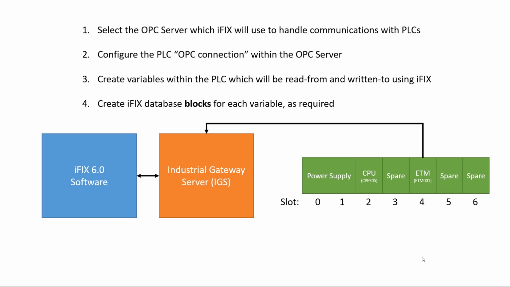There's a couple underlying configurations we're going to have to perform. The first is in iFIX 6.0, we just have to make sure we've set it up to use the industrial gateway server as the server software to drive the communications between its database and the PLC. Then we're going to have to edit the industrial gateway server to communicate with the PLC, and then finally ensure the variables that we create in the PLC can be accessed by the industrial gateway server. So without further ado, let's get started.